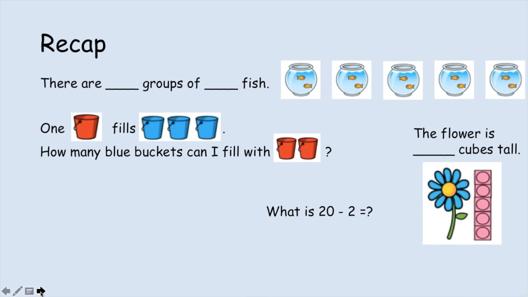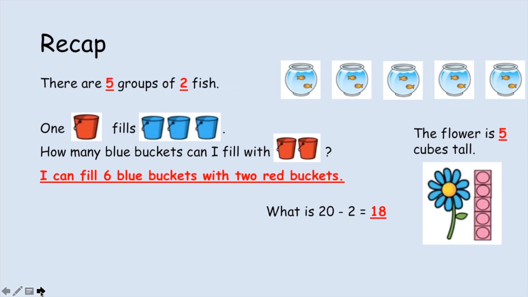And the answers are, there are 5 groups of 2 fish, 1, 2, 3, 4, 5 groups, and each bowl has 2 fish. Well done if you got that correct. I can fill 6 blue buckets with 2 red buckets. Well done if you got that correct, because that was really hard. The flower is 5 cubes tall, 1, 2, 3, 4, 5. And what is 20 take away 2? It is 18. Well done if you got that correct.